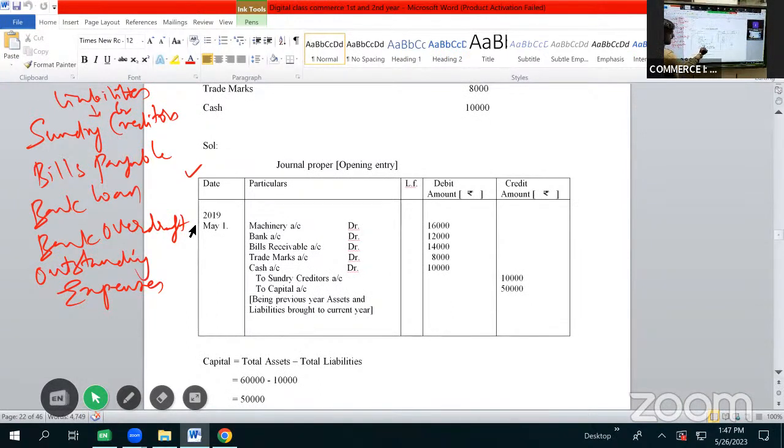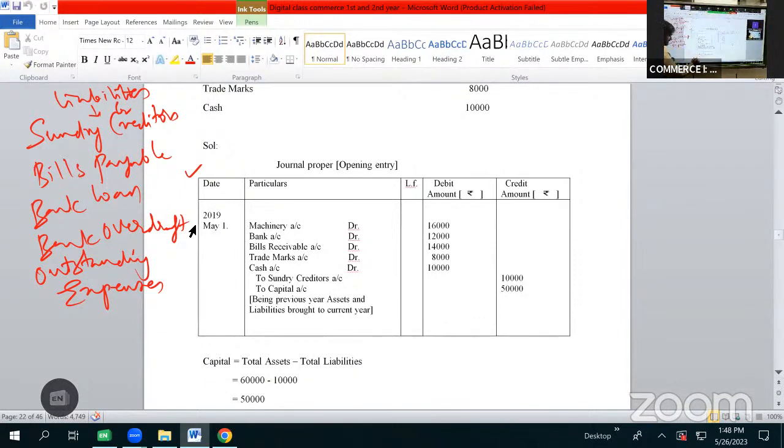Then we'll be writing it as to capital account. And now we'll be finding the value of capital. So first we'll find the value of capital by applying the formula: capital equals total assets minus total liabilities. Total assets will be obtained by adding all the values of debit amounts. 10 plus 10, 20, 30, 40, 50, 58, 60.